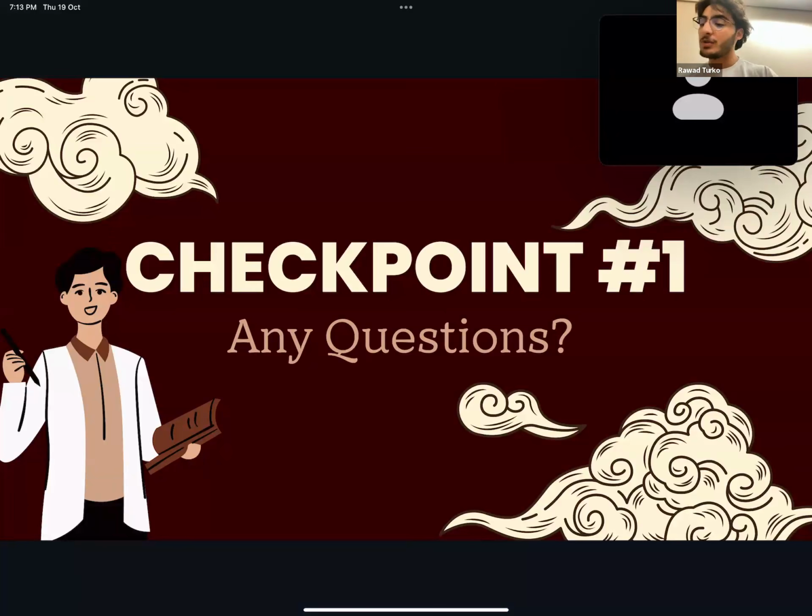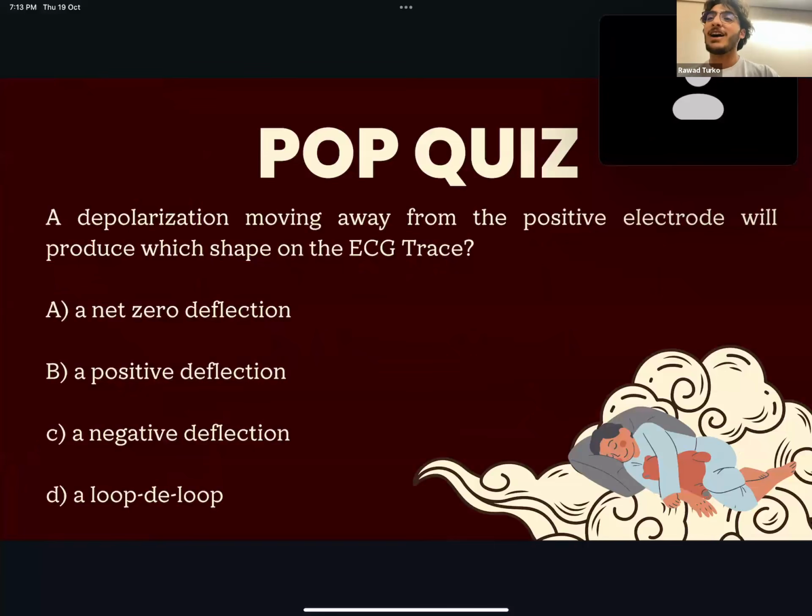Since you guys don't have any questions, I'm going to ask you a question of my own. I really need your participation with this, guys. Please bear with me. Okay, pop quiz. A depolarization moving away from the positive electrode will produce which shape on the ECG trace? Negative. Okay, negative deflection. You answered that a bit too fast, but it's okay. Thank you so much. Yeah, a negative deflection. Does that make sense?